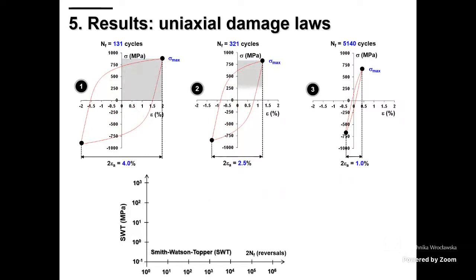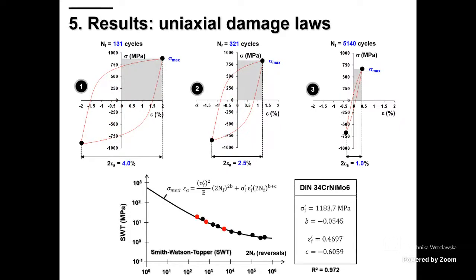And finally, regarding the SWT parameter, we can do the same. So we can account for the area represented in gray for each test, and we can plot it against the number of cycles, and we can fit the data once again with high correlation.